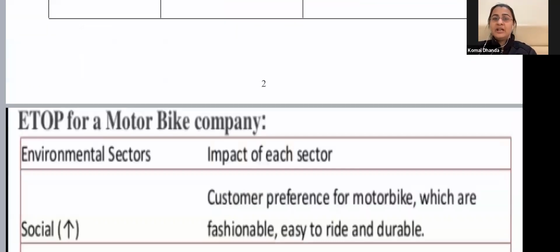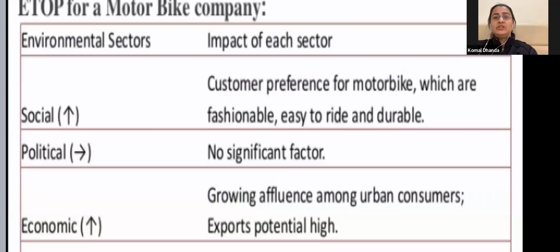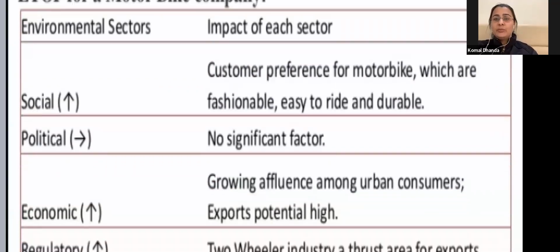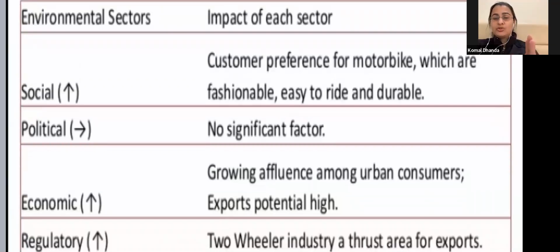Let's try to understand it with the help of an example. Suppose this is an ETOP for a motorbike company. Customers nowadays prefer motorbikes which are more fashionable, easy to ride and durable. That is a favorable impact, in the sense that people prefer bikes because they give a fashion statement or are easy to ride. So society's viewpoint is changing, and this is a positive and favorable impact on the motorbike company. Talking about the political factor, there is no significant factor.